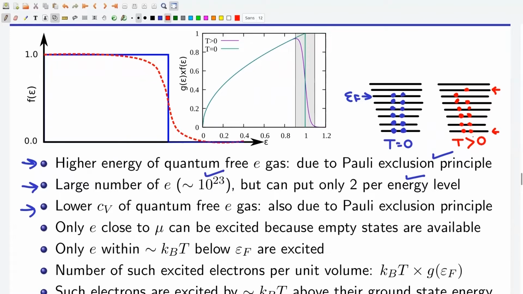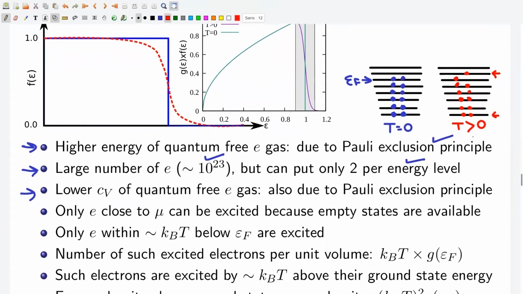So less energetic electrons cannot be excited to the next energy level because the next level already has 2 electrons and cannot accommodate 1 more. As a result of this, only electrons within kBT below the Fermi energy can be excited. For example, if you look at this figure, we cannot excite electrons from this region. We can only excite electrons from the region close to the Fermi energy, and they will be excited to these levels.